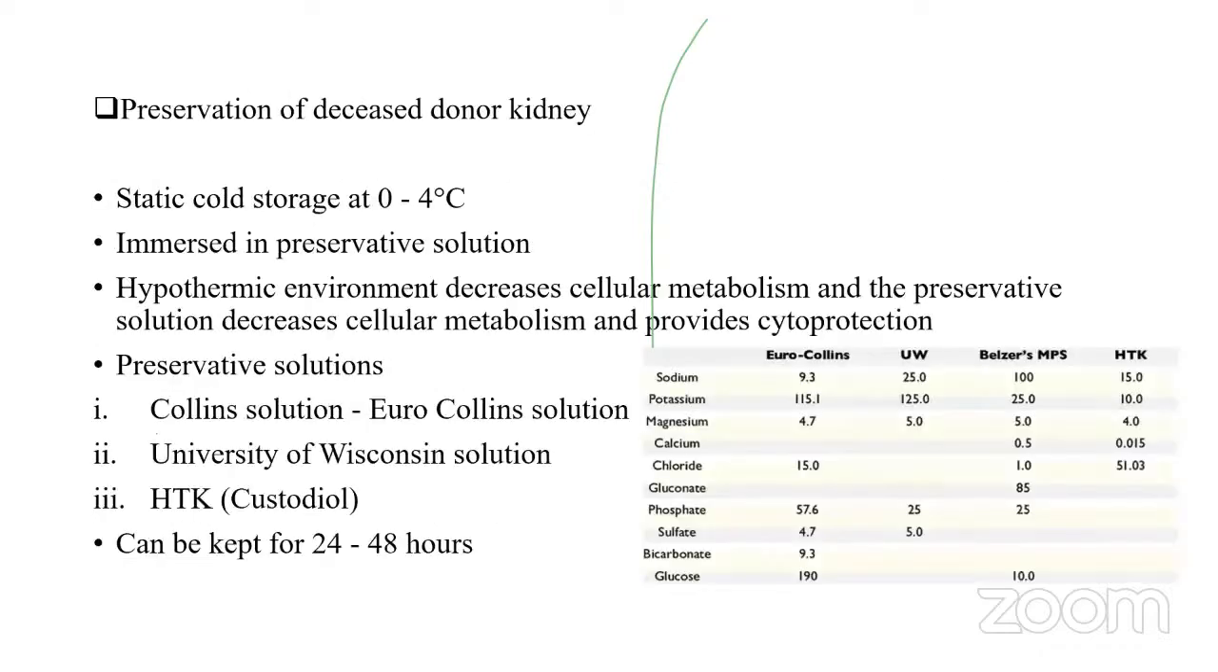Preservation of deceased donor kidney. The donor kidney should be preserved in static cold storage at 0 to 4 degrees centigrade, immersed in preservative solution. The hypothermic environment and the preservative solution cause decreased cellular metabolism and provide cytoprotection. The preservative solutions are Collins solution, Euro-Collins solution, University of Wisconsin solution, and HTK, histidine-tryptophan-ketoglutarate solution. It can be kept for 24 to 48 hours.